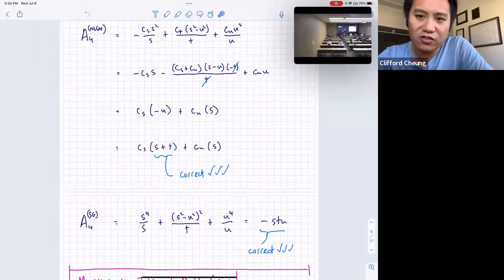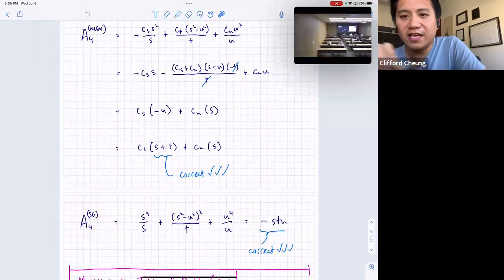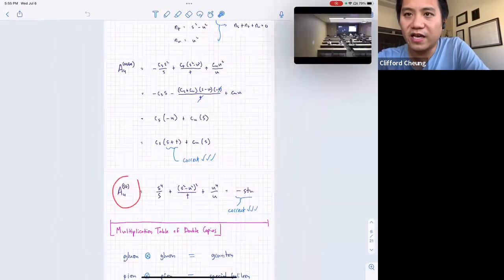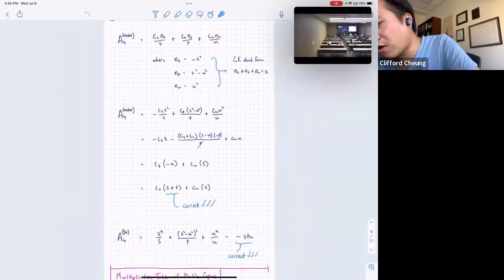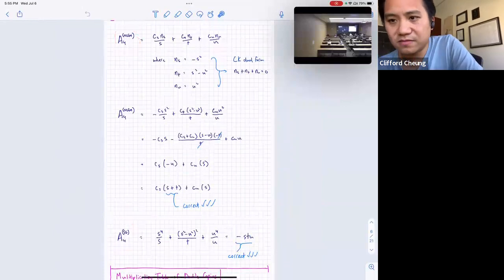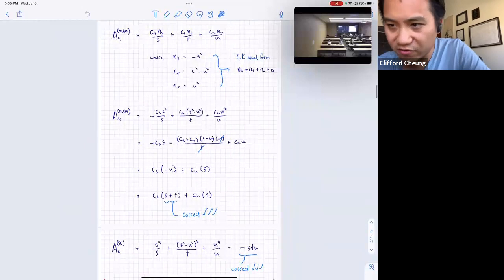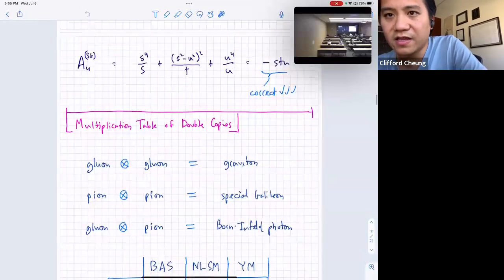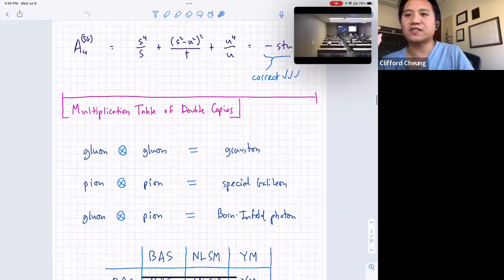This is that higher derivative shift symmetry theory, and it is the double copy of pions. Just like gravity is the square of Yang-Mills, the square of gauge theory, the statement is that Galileans are the square of pions. And this is true at any number of particles scattered. So what we have here is essentially a multiplication table of double copies.